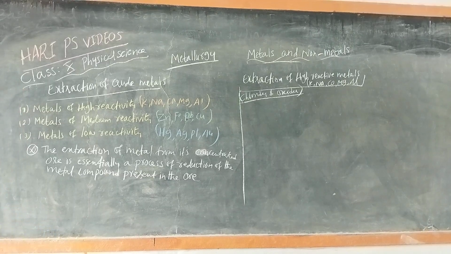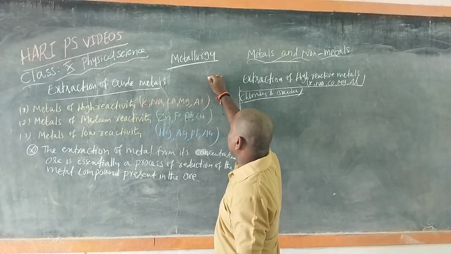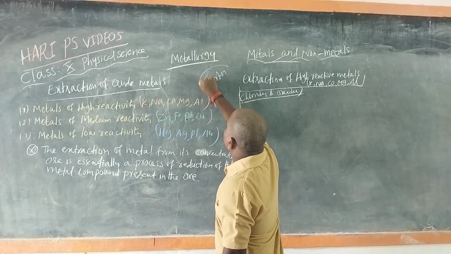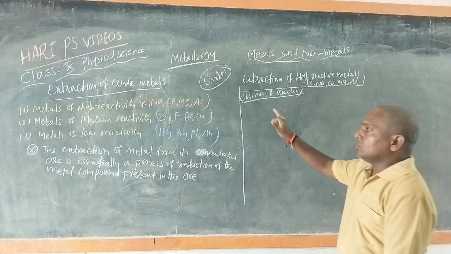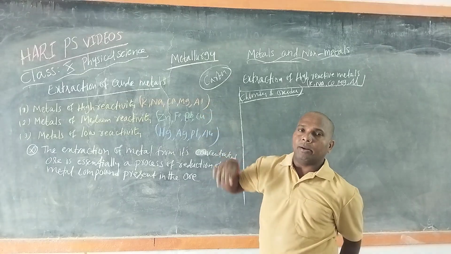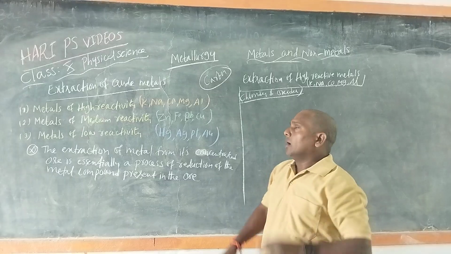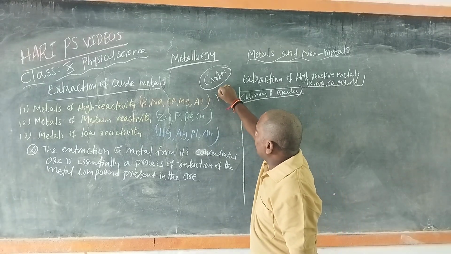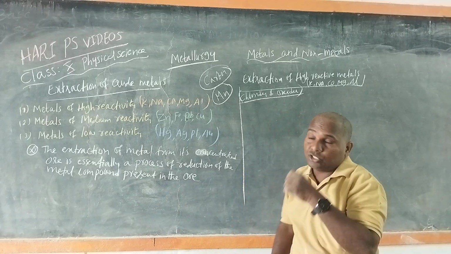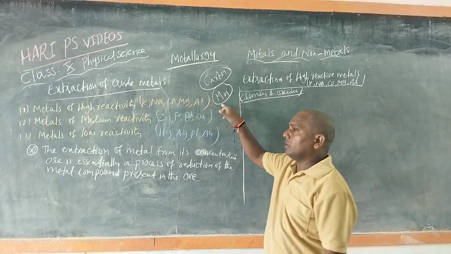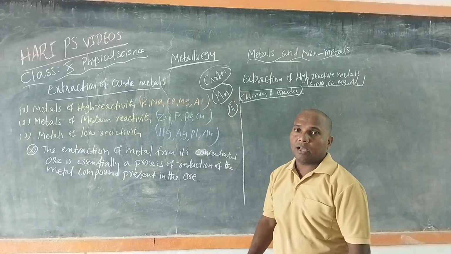So for the process of reduction, we have to use one element, that is carbon. Carbon is a good reducing agent. Carbon is used as a reducing agent to extract the metals from their respective concentrated ores. But a metal called manganese, which is higher reactive than zinc, is reduced by aluminium instead of carbon.